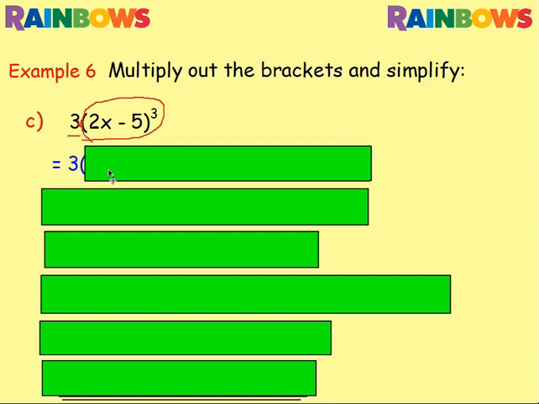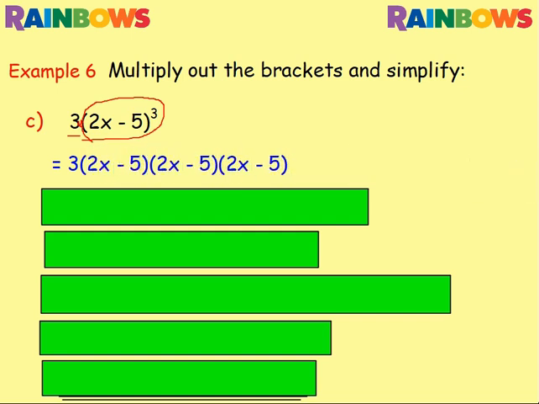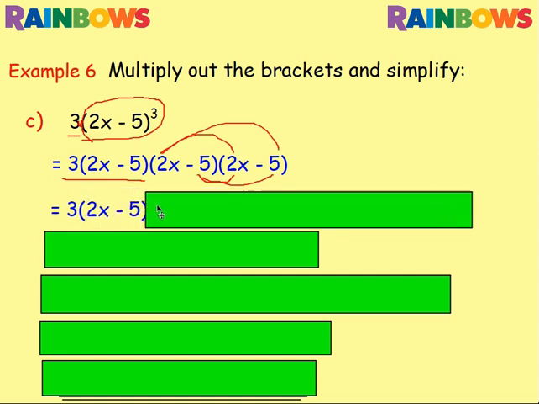So really what that means is it's 3 times by the 2x take away 5 times 2x take away 5. And whenever you see that, just start off the exact same way. So leave the 3 and leave the 2x take away 5 and just do the rainbows, multiply this bracket by this one. So 2x times 2x, 2x times negative 5, negative 5 times 2x, and negative 5 times negative 5. So you'd have the 3 bracket 2x take away 5.